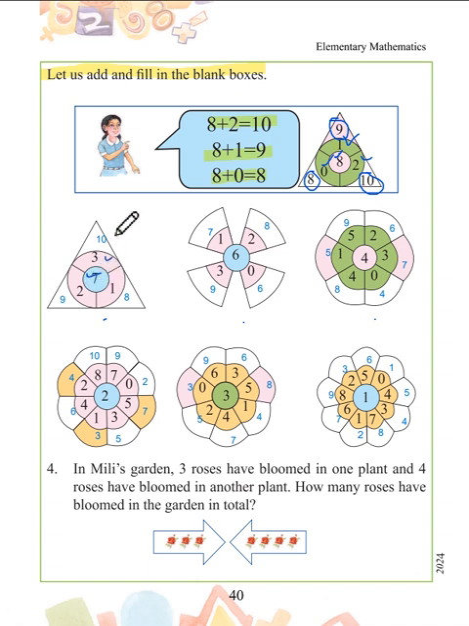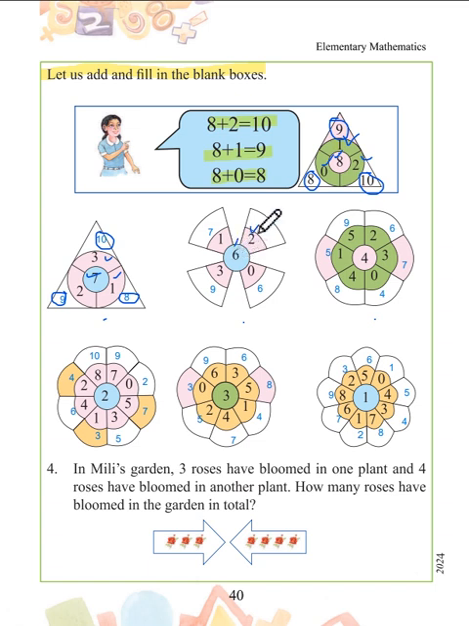7 plus 3 equals 1 2 3 4 5 6 7 8 9 10. 7 plus 1 equals 1 2 3 4 5 6 7 8. 7 plus 2 equals 1 2 3 4 5 6 7 8 9.